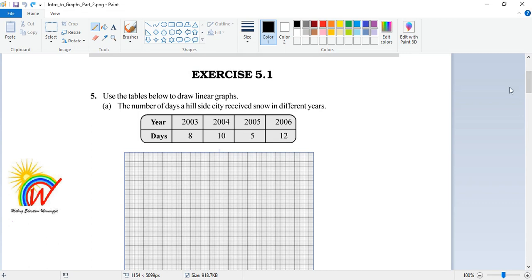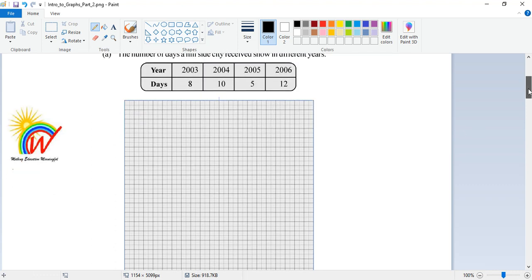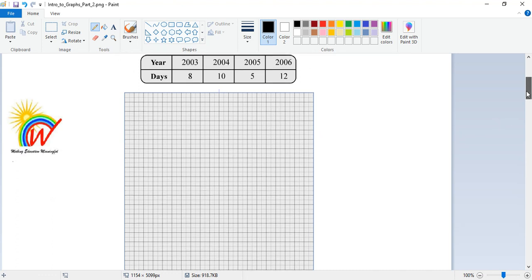Look at this. It says use the tables below to draw linear graph. That is the line graph. Linear graph in the sense the line graph. The number of days a hillside city received snow in different years, and the year and days are given: year 2003, 2004, 2005, 2006, and the days are given as 8, 10, 5, 12. So now you take the graph.